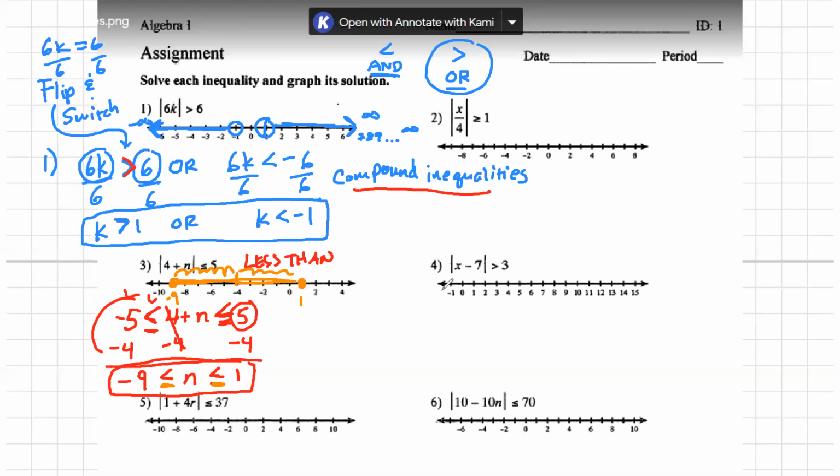Okay, let's try another greater than problem. We'll do number 4. Go ahead and copy number 4. Am I going to do "and" or "or" for this problem, guys?